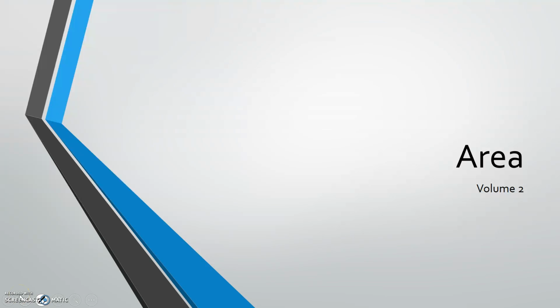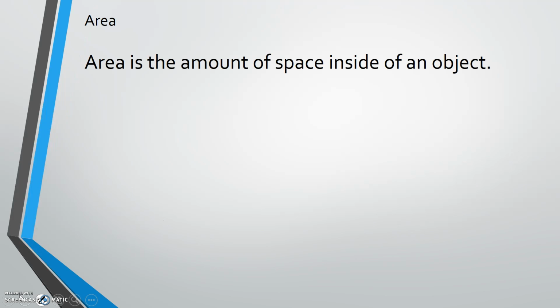All right, today we're going to continue talking about area. It's kind of volume 2. Last video we talked about area and perimeter. Today we're going to just focus in on area. So to review, area is the amount of space inside of an object.